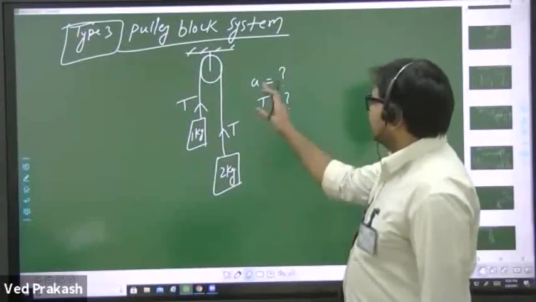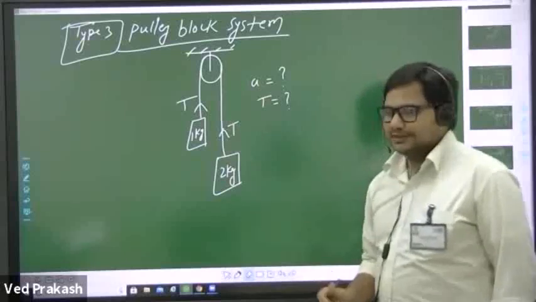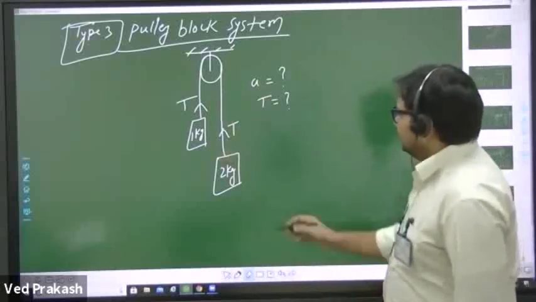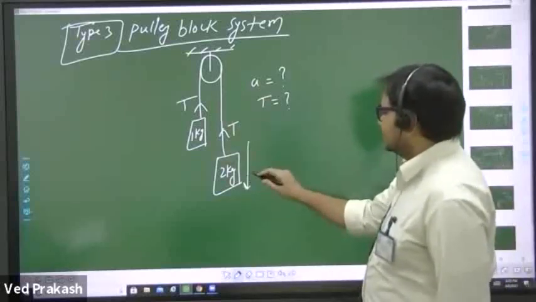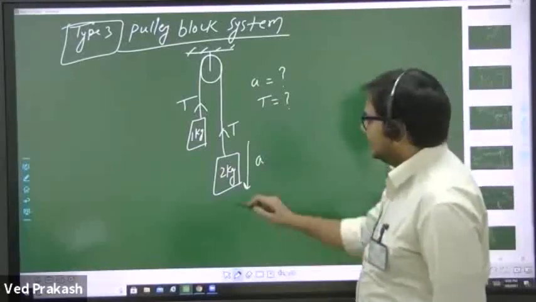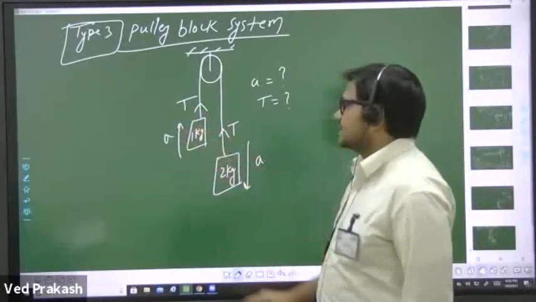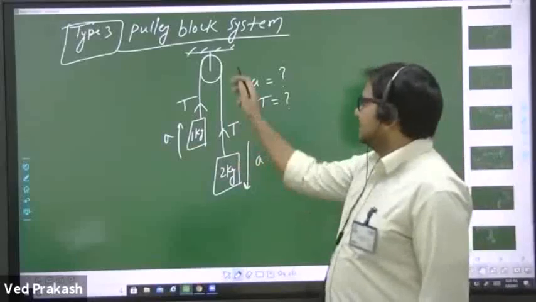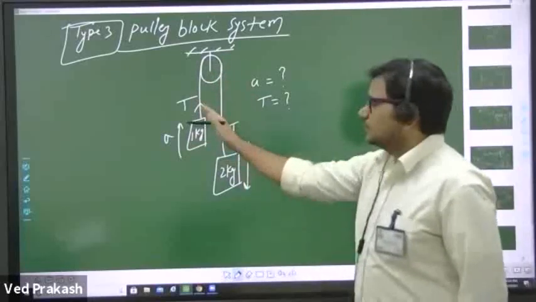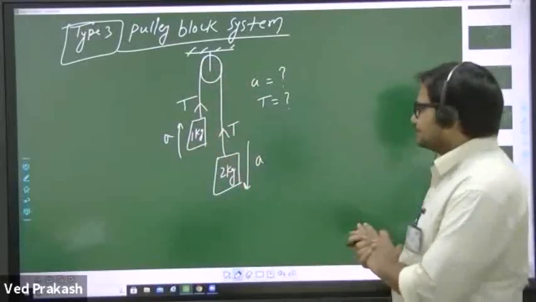To find the acceleration and tension in this rope, we have to take some variables. Let's say this block is moving downward with acceleration A and this one is moving upward with the same acceleration A. And since they are connected through a single rope, the tension on both sides will be the same.